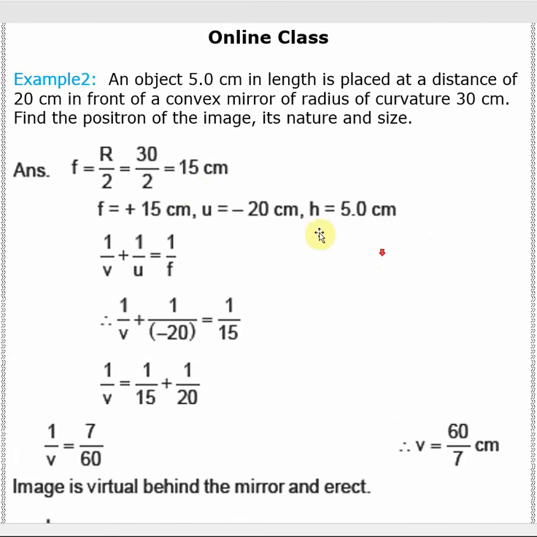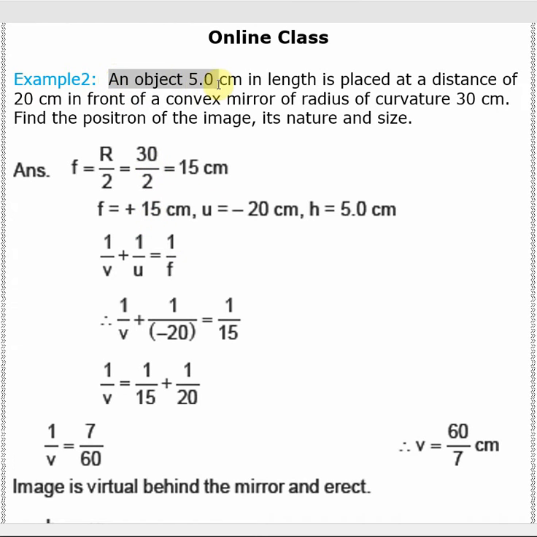One more sum like this. In this case, an object 5 centimeter in length is placed at a distance of 20 centimeter in front of a convex mirror of radius of curvature 30 centimeter. Find the position of the image and also its nature. Okay, similar sum. First we have to understand that the radius of curvature r is 30, so we have to find the focal length, which is found directly. Focal length will be 30 by 2, which is 15.